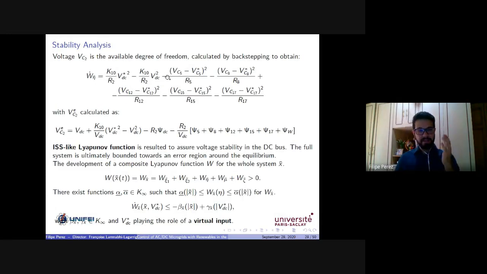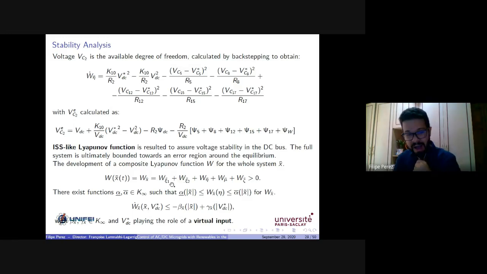So we know that the voltage VC2 is the remaining degree of freedom in the system, and by backstepping we can compute a desired voltage VC2 such that the time derivative of the Lyapunov function results in an input-to-state stability like Lyapunov function, where we are assuring the stability of the DC bus. As you can see here, the system is ultimately bounded towards an error around the equilibrium point, which is given by the reference of VDC, VDC star.